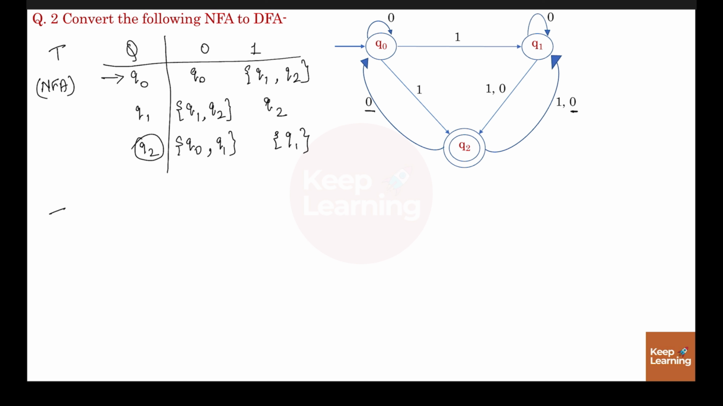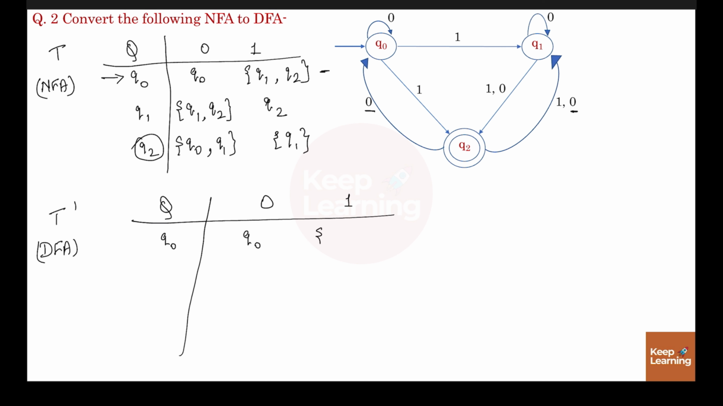Now construct another table T dash corresponding to the DFA. So our next step will be, keep the first row as it is. So our first row is this, q0 and q1 q2. Now next we have to define these states which are not present here. So q0 is defined here, q1 q2 is not present here. This is our new state.